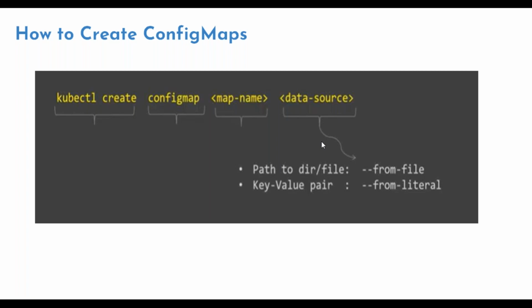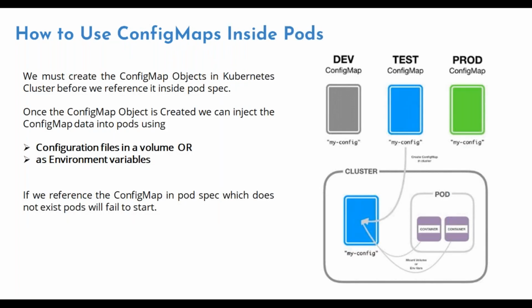Of course, we can also use the declarative model to create a config map using YAML files. But in this scenario, we're going to simply use the kubectl create command to create the config maps. Once we create this, how do we inject these things into the pods? Let's understand how to use the config maps inside pods.